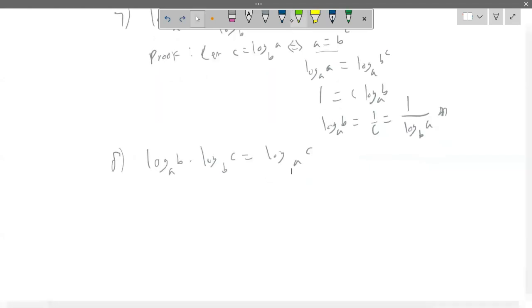All right, so let's assume that m is equal to log of b base a and n is equal to log of c base b. Right. This means each of these has the equivalent definition of b equals a to the power of m, and c is equal to b to the power of n. See? Okay.